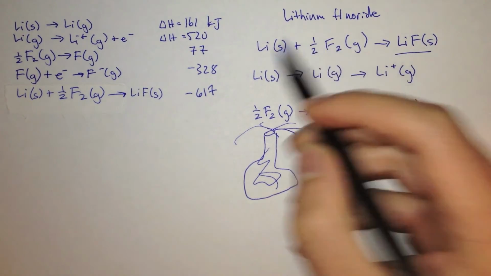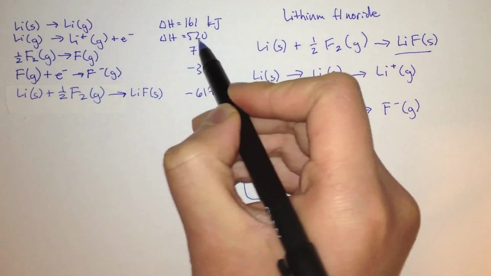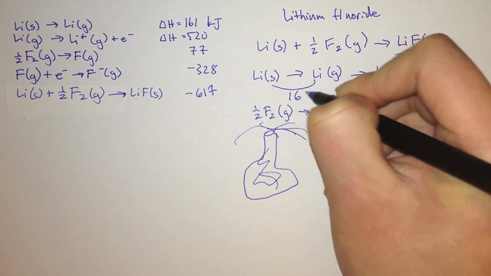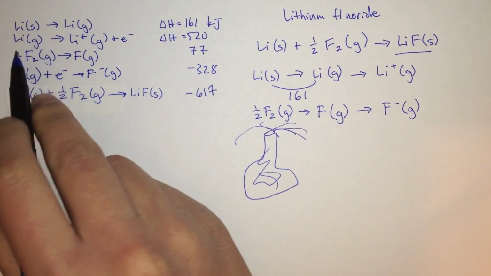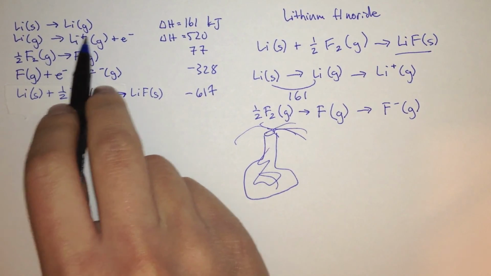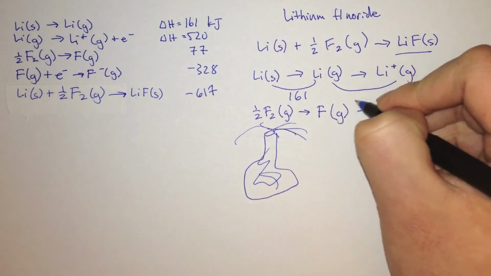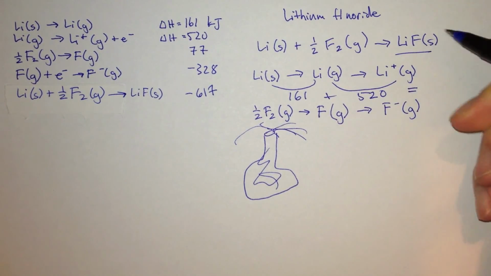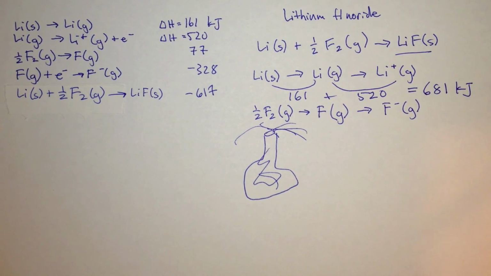So first, lithium has to go from a solid to a gas, and to do that we have to give it some energy, 161 kilojoules. So this is 161. And then lithium gas, we take away one of its electrons. So here we had the lithium gas, and then we end up with a lithium missing an electron and an extra electron. So that is 520 kilojoules. And we add this up, and the heat of formation of gaseous lithium ion is 681 kilojoules.